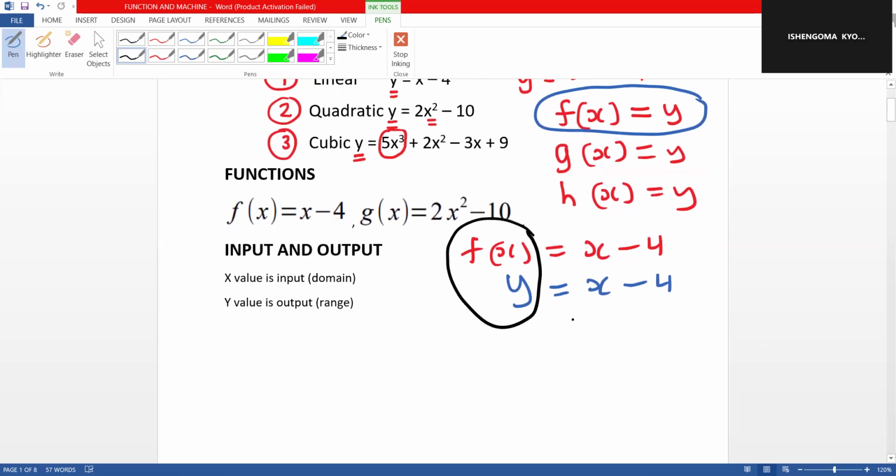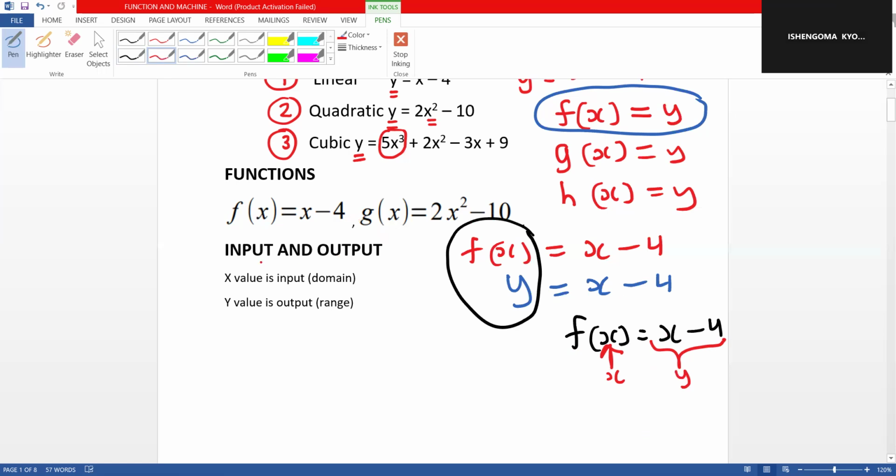So when we have a function, if we look at any function, for example, f(x) is equal to x minus 4, right? The value which is inside the bracket, that's always the x value. And the whole of this side expression is always the y value.